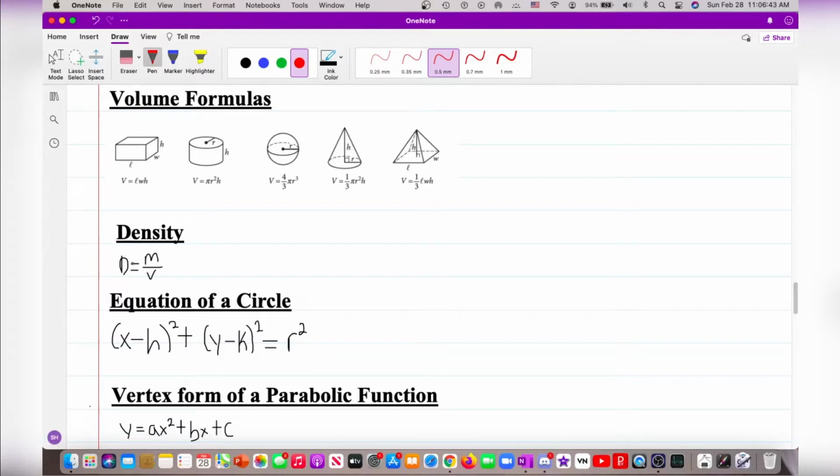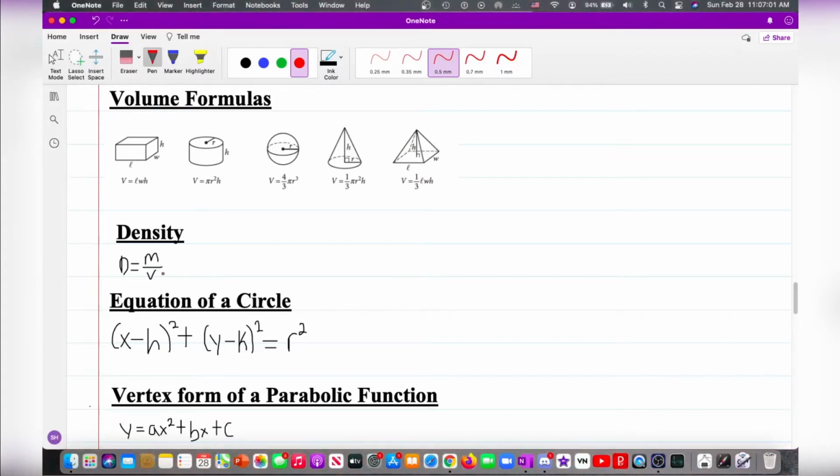Okay, so density. This is something I've seen occurring more recently on the SAT test. Usually it's given, but it's also good to memorize it in case it's not. So density equals mass divided by volume. And sometimes they give you the density, then you have to find the volume, and then calculate the mass. So you should know how to manipulate this formula.